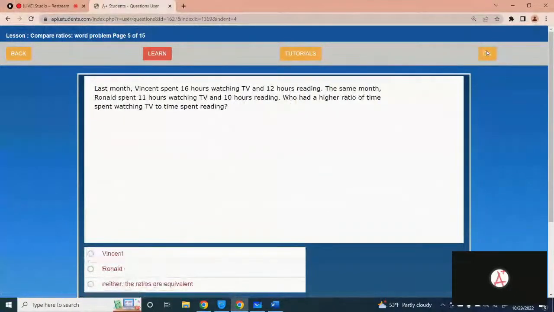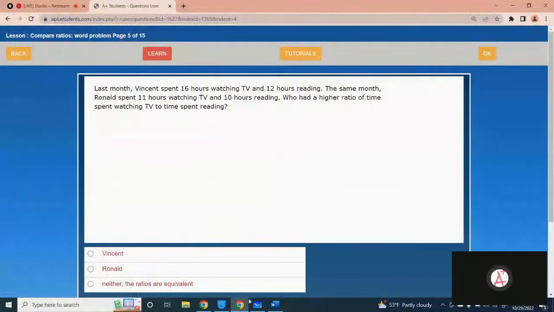Okay, last month, Vincent spent 16 hours watching TV and 12 hours reading. The same month, Ronald spent 11 hours watching TV and 10 hours reading. Who had a higher ratio of time spent watching TV to time spent reading? Got it? So let's just write down the fractional form. So the ratios are 16 to 12 and 11 to 10.